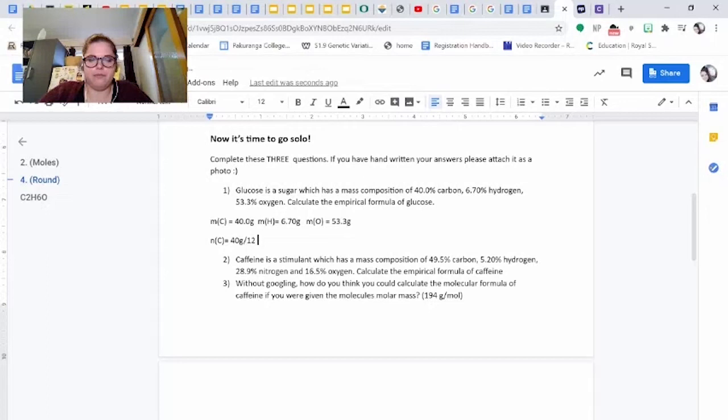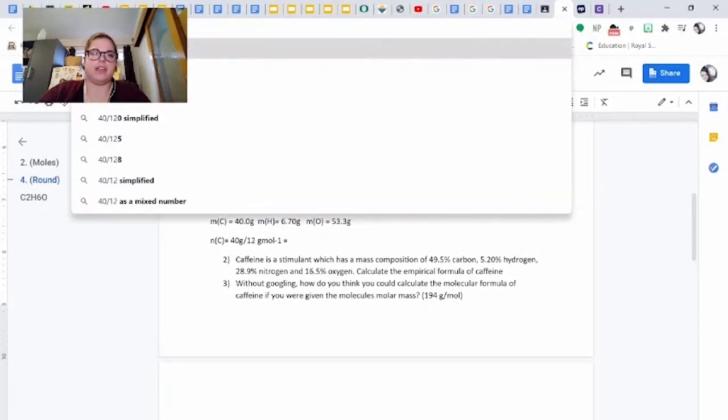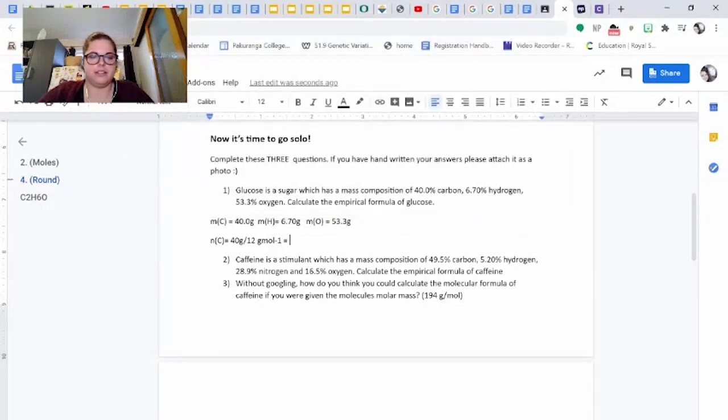Over 12 g/mol. You don't press enter, you go 40 divided by 12, and it comes up with our answer. The unit is just mol, because our grams cancelled out and our mole moved up to the top.